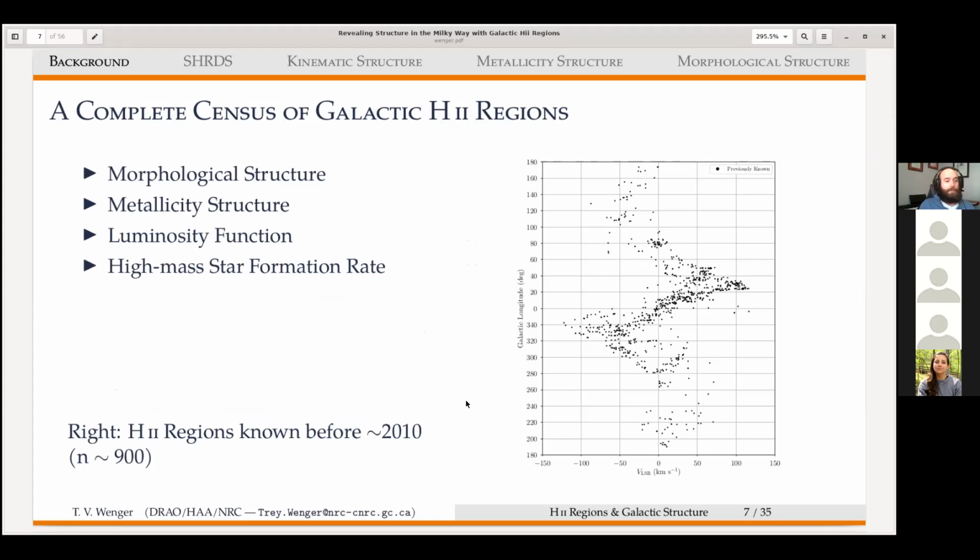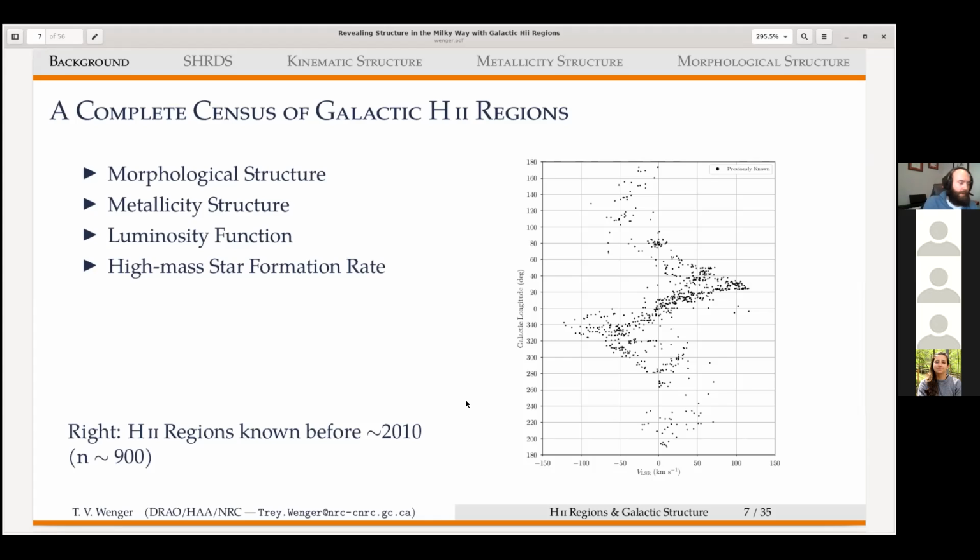So for example, deriving the H2 region luminosity function, which is important for understanding high mass star formation and the initial mass function, for example. And also, if you can find all of the Milky Way's H2 regions, then you can directly measure the high mass star formation rate of the galaxy, because you're finding all of the high mass stars that are forming or have recently formed. So there's some other cool physics that you could do with a complete census of galactic H2 regions, beyond the scope of what I'll be talking about today.